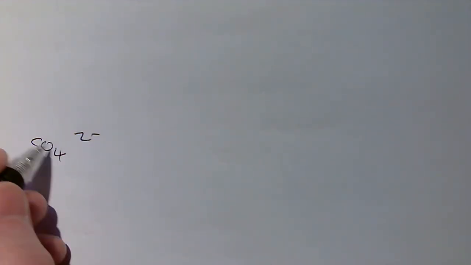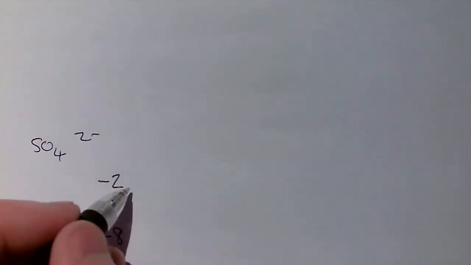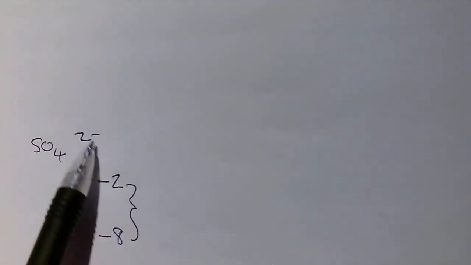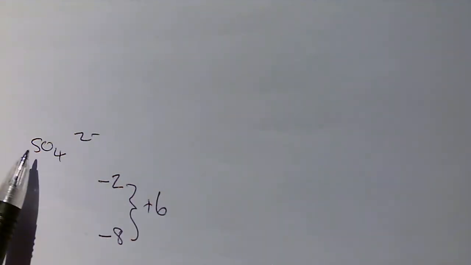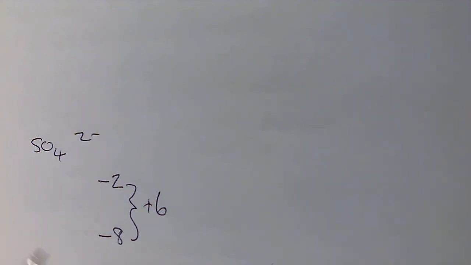So 4 times -2 is -8, but the overall charge on that complex ion is -2. So what's the difference there? Something has caused the charge to go from -8 of the oxygen up to -2, so something must have contributed +6. Well, there's only one other species there, that's the sulfur, so the oxidation state of the sulfur in SO42- is +6.